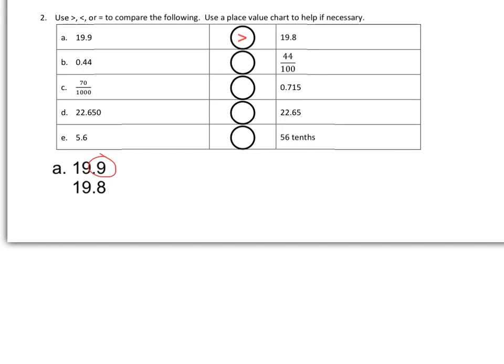In question C, we have a fraction being compared to a decimal. We're going to change the fraction to a decimal. The fraction says 70 thousandths. The denominator in the fraction is 1,000. To convert that to a decimal, that would be to the thousandths place. All this fraction means is that 70 over 1,000 is equivalent to 70 thousandths, which I will write right next to it on the line now. Now that we've converted 70 over 1,000 to 70 thousandths, we can compare the two decimals.